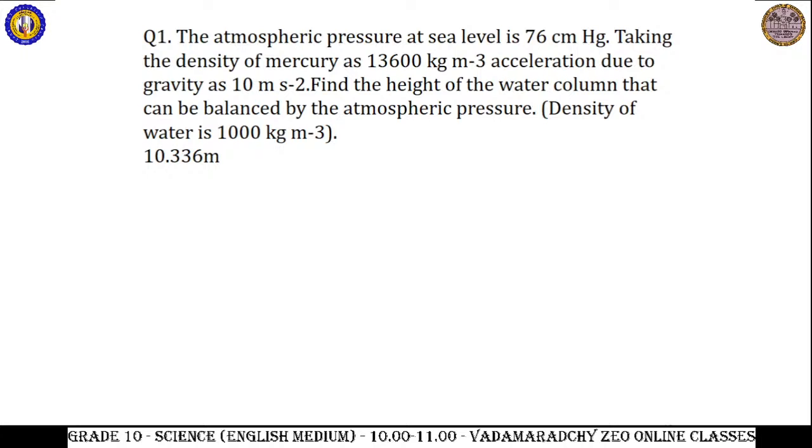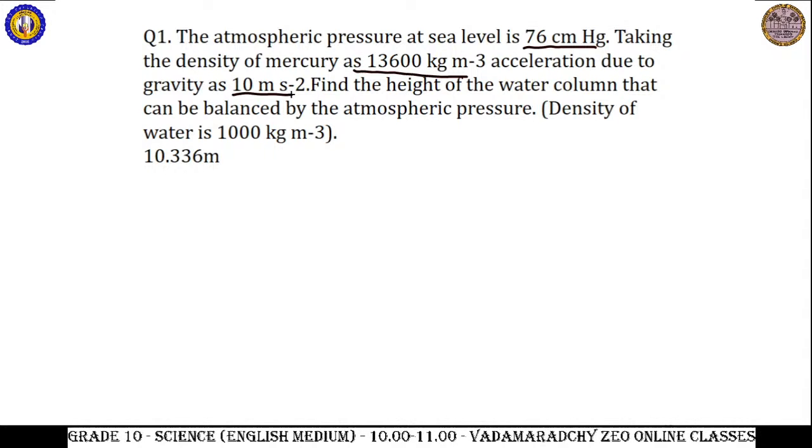Now there is a question. The atmospheric pressure at sea level is given as 76 centimeter mercury. Taking the density of mercury as 13,600 kilogram meter^-3 and acceleration due to gravity as 10 meter second^-2, the question is: find the height of the water column that can be balanced by atmospheric pressure.